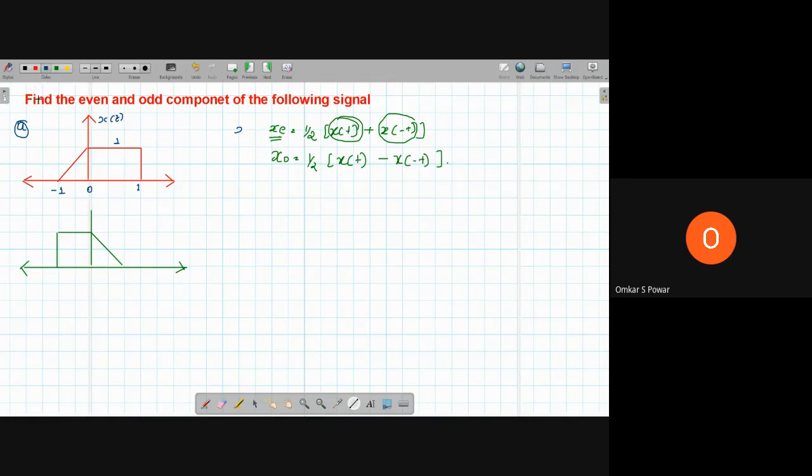So let me write the values again. 0, 1, minus 1, this value is 1. What is this? X of minus t. Then what you have to do? You have to add this. So in order to add this one, you have to use this technique so that it will be easy for you. For that we need some mathematical expression.